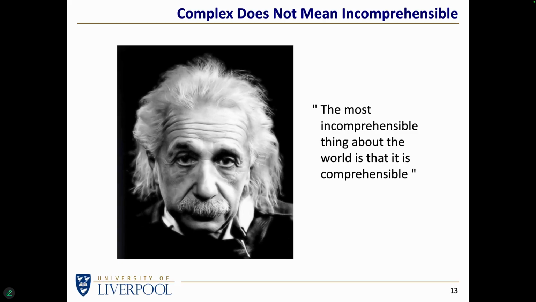And this is a very important point. Complexity is not the same as incomprehensibility. Einstein once said, the most incomprehensible thing about the world, or if you prefer the universe, is that it is comprehensible. There's no particular reason. The universe doesn't owe us anything, and yet it is possible for a certain species on this planet to contemplate the universe and get an understanding of how it's all put together.